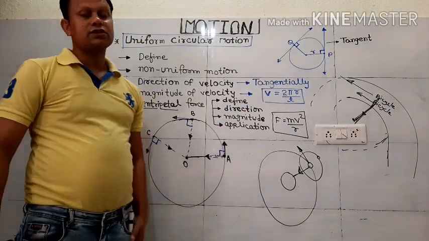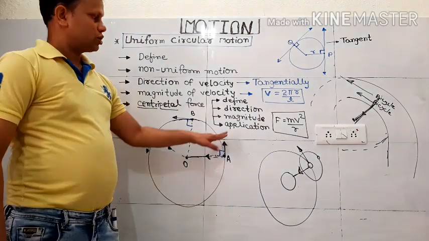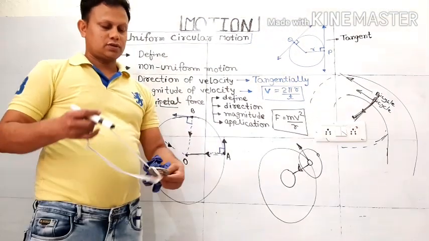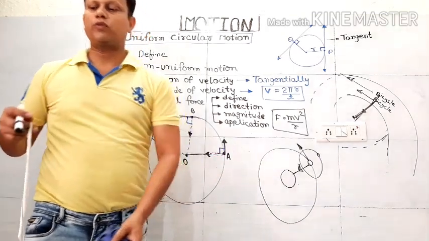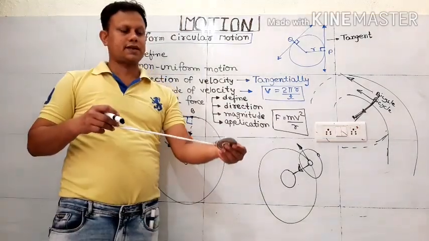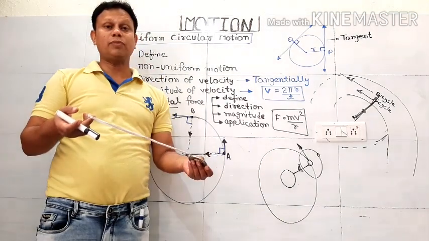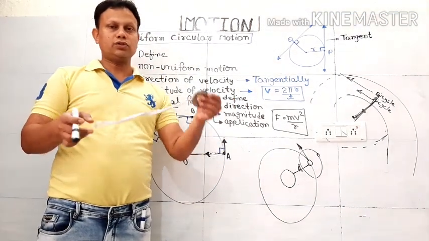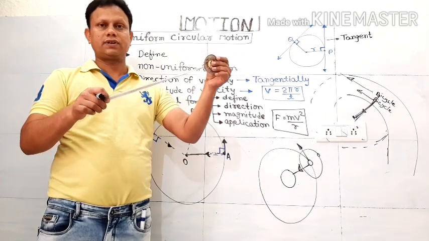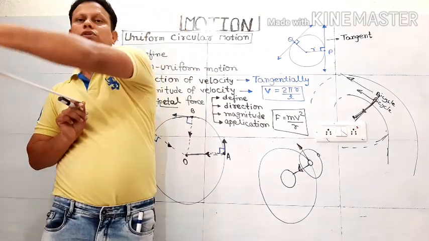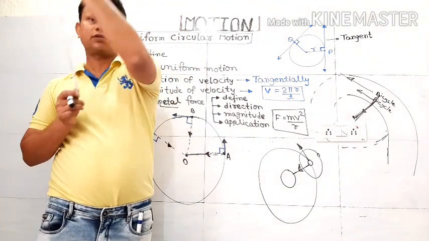Now some applications. In this situation, centripetal force is provided by this thread. Then how can the thread apply any force? You will come to know the tension of this thread. It's a tight tension. This is providing centripetal force to this metal to move on a circular path.